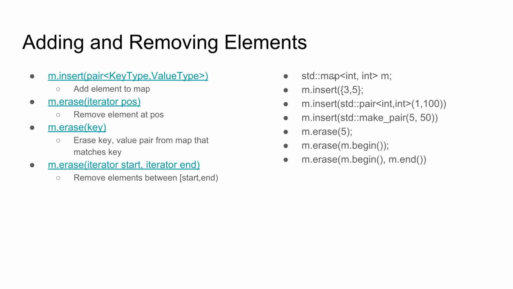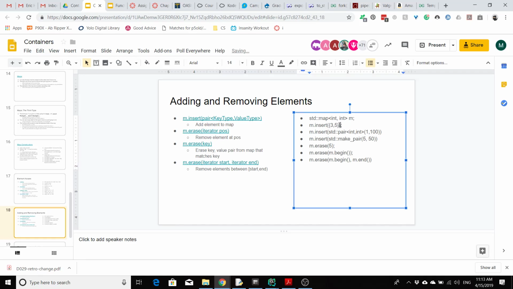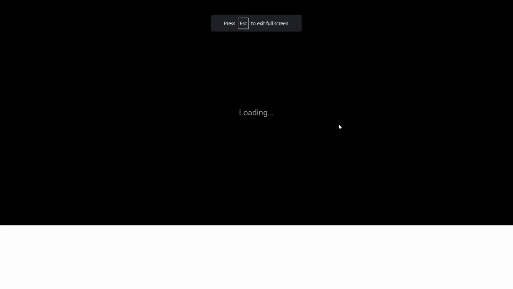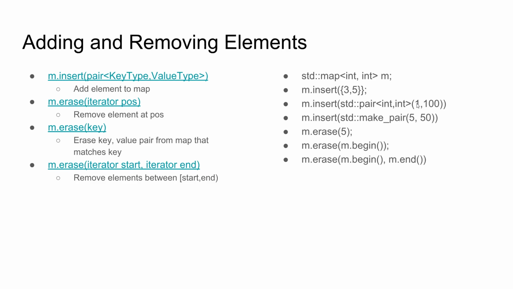So here we have m, and we insert into it {3, 5}, missing a curly bracket there. We could also do m.insert some pair of int, where this is the pair 1 to 100. And then we could also do make_pair to make a pair, 5, 50.